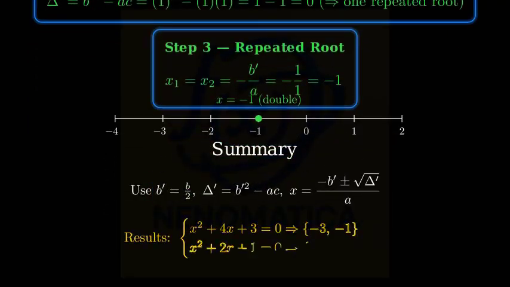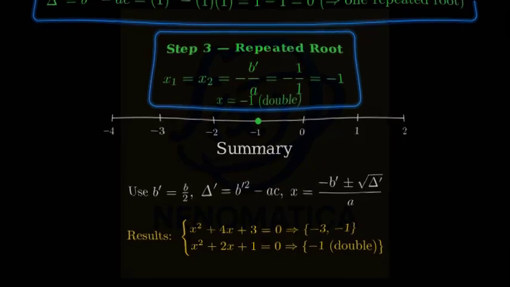Summary. Using b prime equals b over 2 and delta prime equals b prime squared minus ac allows quick arithmetic and clean mental math. For x squared plus 4x plus 3, we obtained roots negative 3 and negative 1. For x squared plus 2x plus 1, we obtained the repeated root negative 1. Practice a few more examples with different values of a, b, and c to master the method.